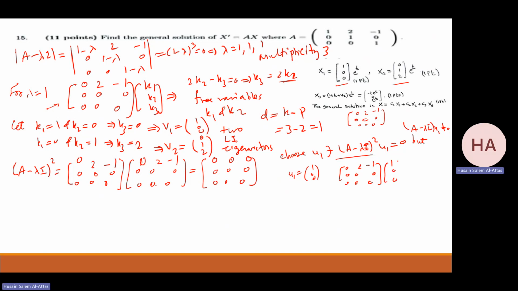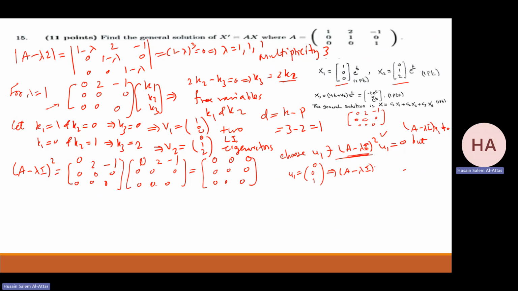Times 1, 0, 0 — you are getting 0, 0, 0. So this is not good. So let me choose. I can't choose either 0, 1, 0 or 0, 0, 1. Let me choose 0, 0, 1 and see what will happen. Then A minus lambda I squared will be satisfied, and this is the zero matrix.